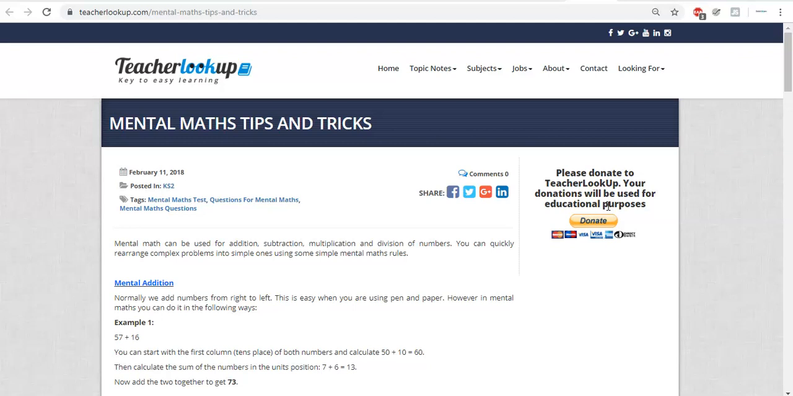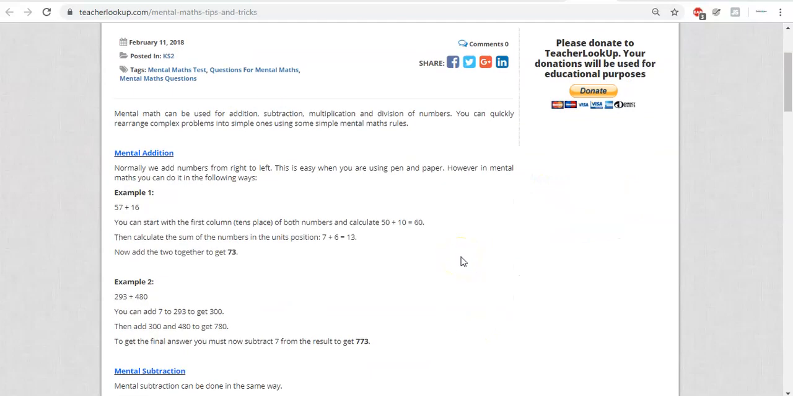Let's get on to the main topic, which is mental maths tips and tricks. So guys, some of you are very good in mental maths, some are very weak. I am one of the weaker ones, guys. So if you're feeling weak, you have company, and I'm one of your companions. Mental maths can be used for addition, subtraction, multiplication, and division of numbers. You can quickly rearrange complex problems into simple ones using some simple mental maths rules.